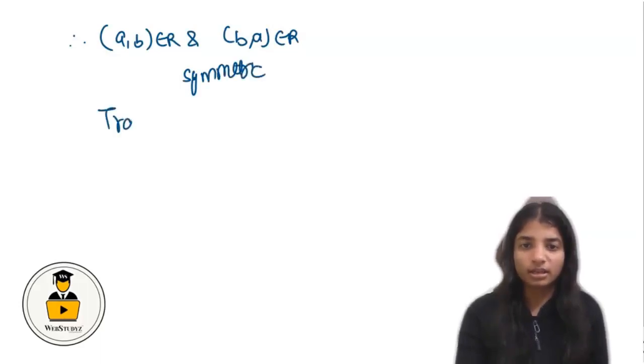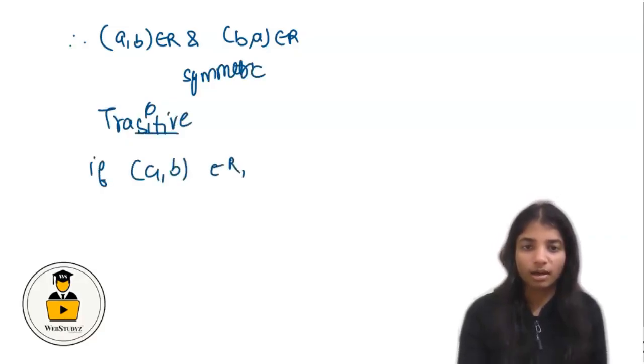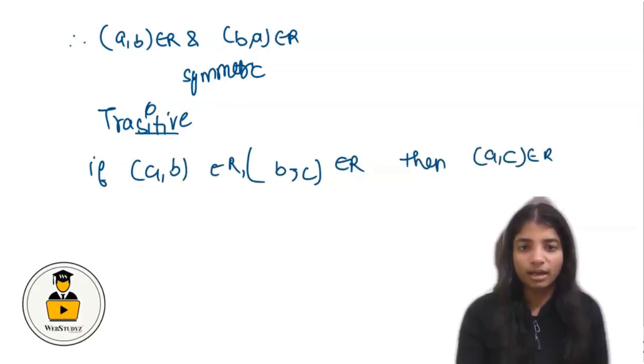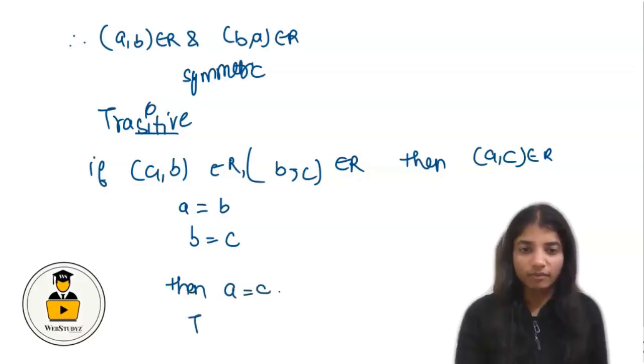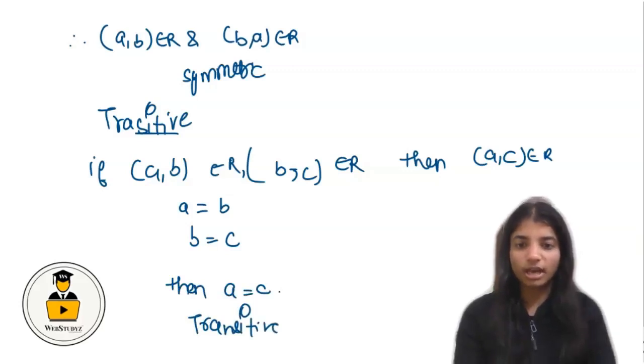Now next is the transitive. For transitive we are considering, let's say if (A, B) belongs to R and (B, C) belongs to R, then (A, C) also belongs to R. Let's say A is equal to B and B is equal to C, then it is clearly visible that A is equal to C. Then we can say that this relation is transitive. So this relation is also transitive.